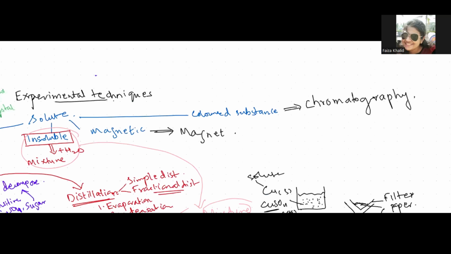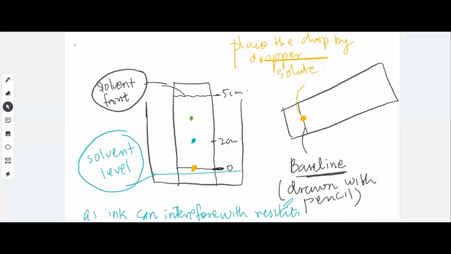Do you want a quick revision of chromatography? Okay, so now we are doing a quick revision of chromatography. In chromatography, what do we do? First of all, we prepare the chromatography paper. We draw the baseline over here, and we draw the baseline with pencil. This is very important, that we draw the baseline with pencil.